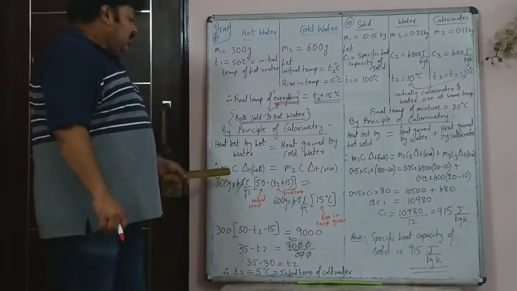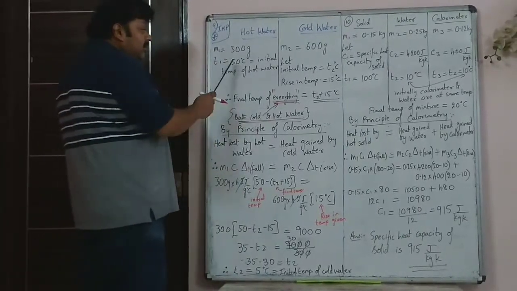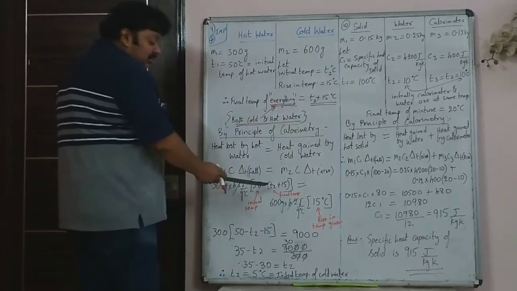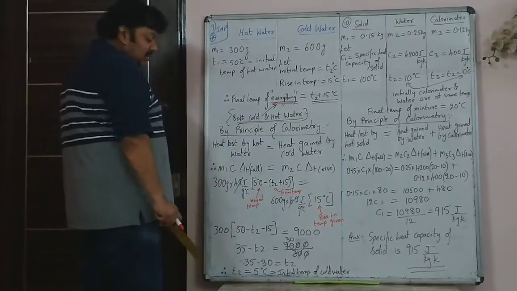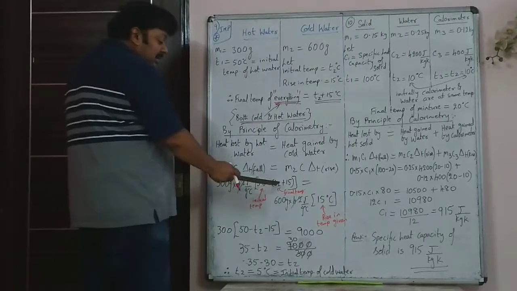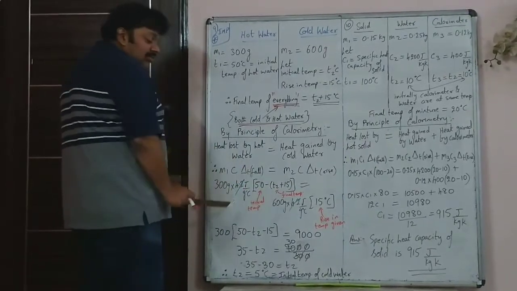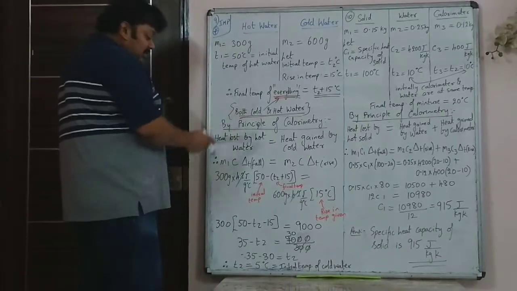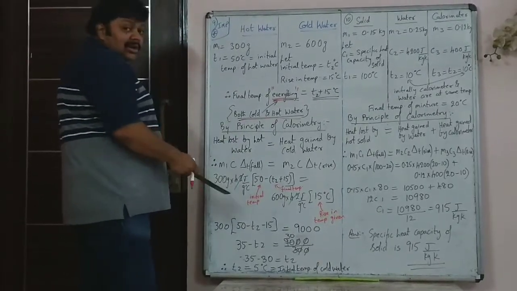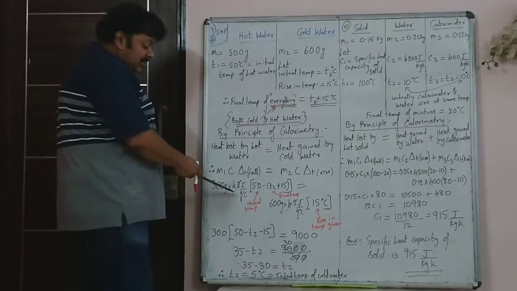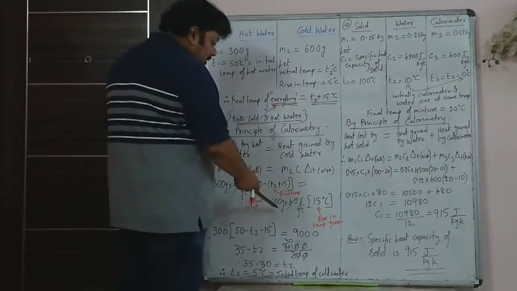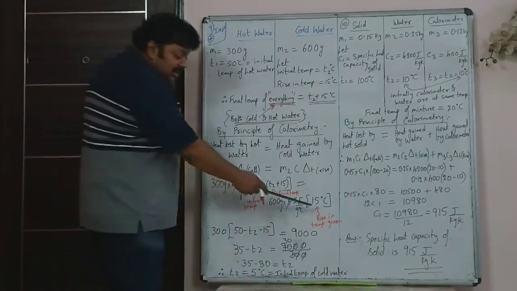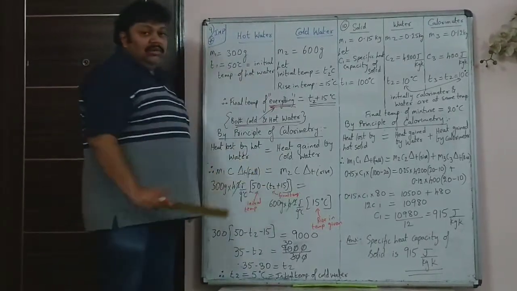So by the principle of calorimetry, heat lost by hot water is equal to heat gained by cold water. Here fall in temperature is initial minus final, so put a bracket before writing T2 plus 15. So it is 300 into 4.2 into (50 minus (T2 plus 15)), where 4.2 is the specific heat capacity of water, and on the other side it is 600 into 4.2, and in that case directly the rise in temperature is given, 15.